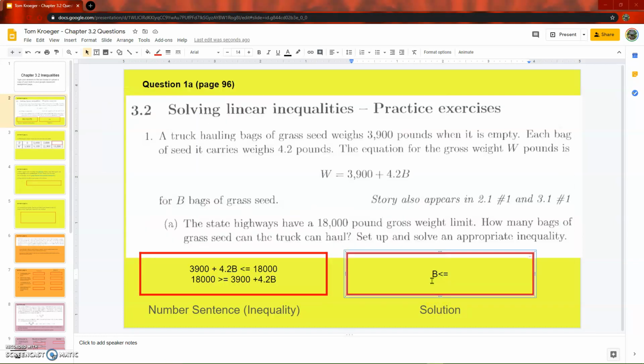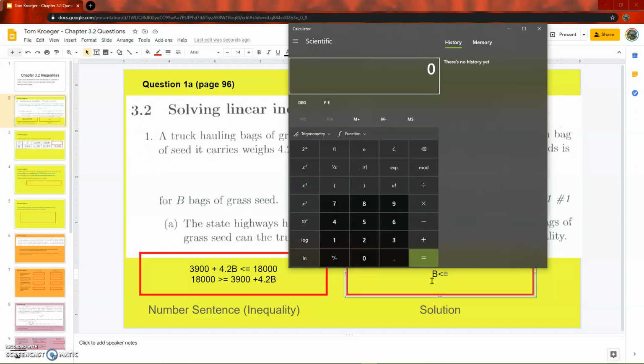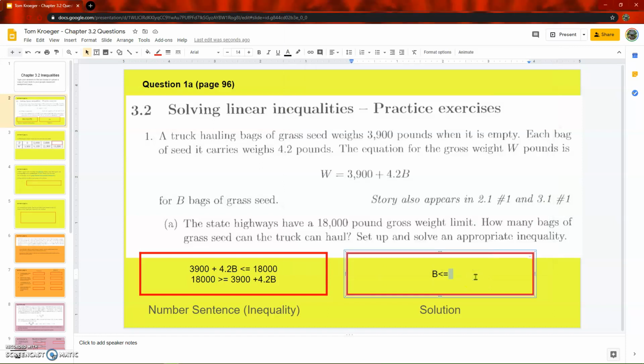So I'm going to just quickly go to the calculator here. Okay. And if we start with our problem solving skills like we've learned about, we start with our 18,000. We subtract off the beginning weight of the truck. That leaves 14,100 pounds possible for the bags of seed. Divide by 4.2 for each one, and we get 3,357.1428, and so on. That means that the number of bags must be less than 3,357.14, and so on bags.